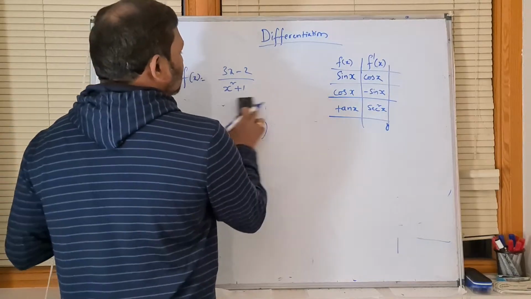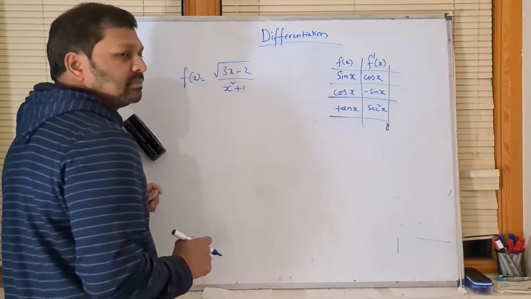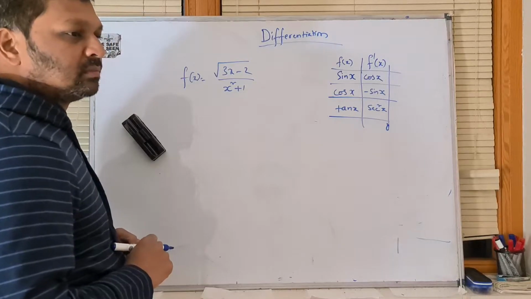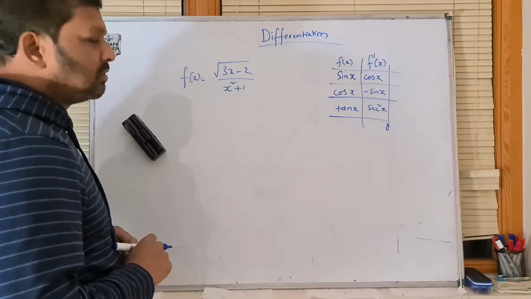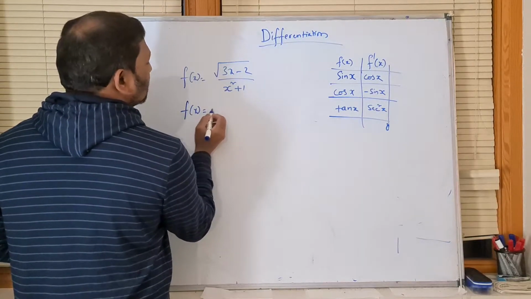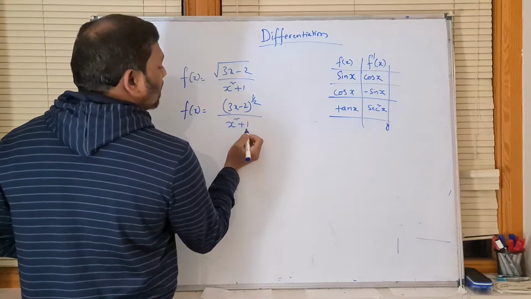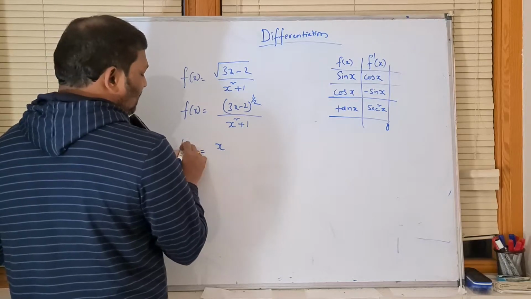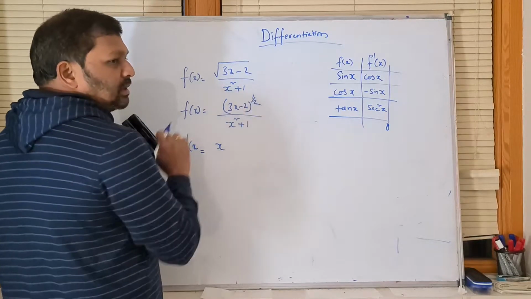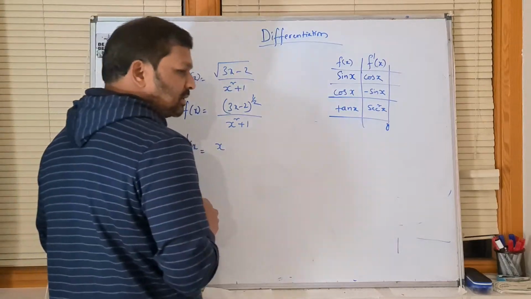Alright, say for example, instead of this one, somebody gives it like this, with a square root. How do you do it? This can be written as whole to the power of 1 by 2: 3x minus 2 whole to the power of 1 by 2, by x square plus 1. Now you apply the same rule. This is the same f of x, but you have written it in base and power form, exponent form, for which we already know the formula.